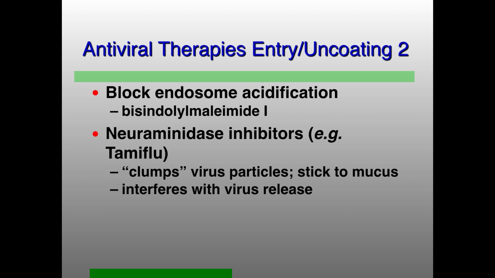There are also ways to try and do much more general blocks to virus entry. The classic one of those is to change the pH of endosomes, and there are drugs that will do that. Unfortunately, we need endosomes for lots of other processes, so it's not a terribly specific kind of drug to use. And then, since we are still in flu season, wanted to mention the neuraminidase inhibitors, so enzyme inhibitors. And just enzyme inhibitors is some kind of enzymatic activity that you have to get entry. In this case, it's enzymatic activity that you need to get release of the virus particles.